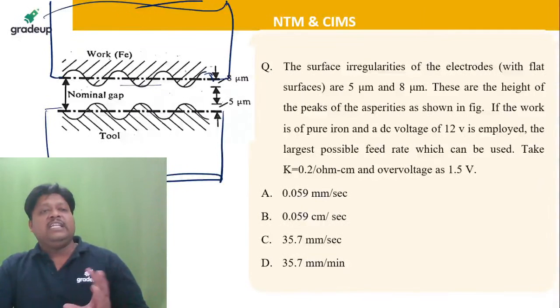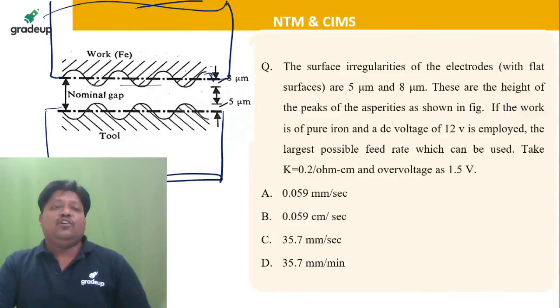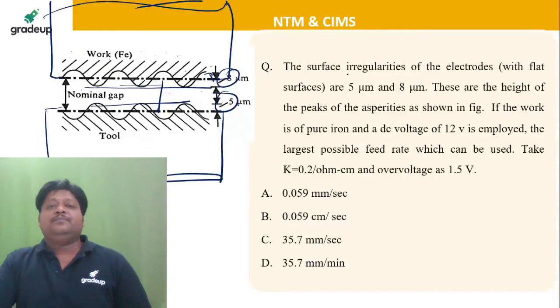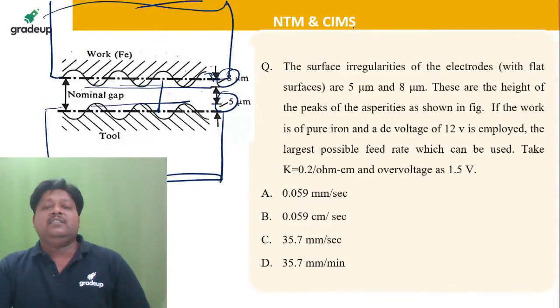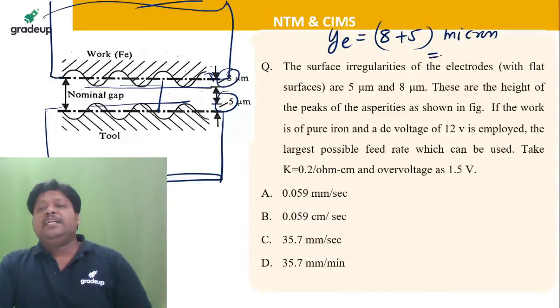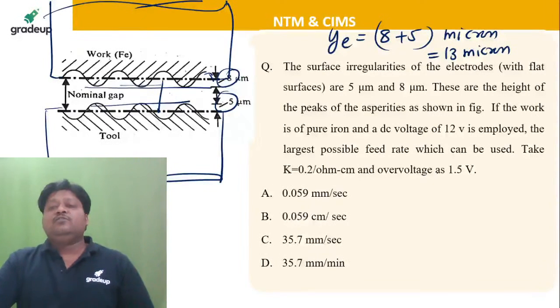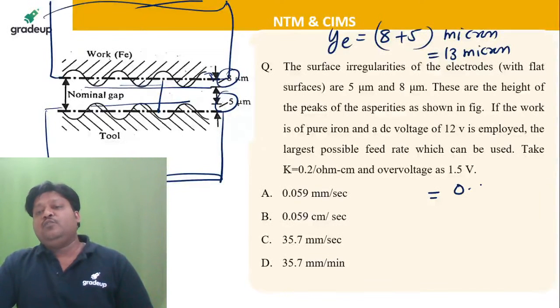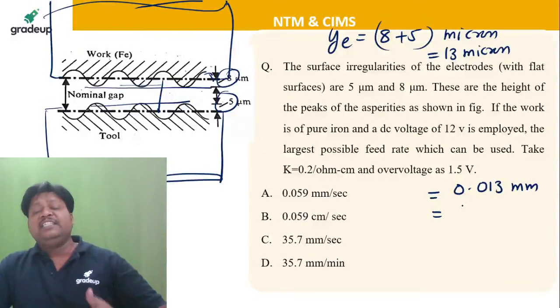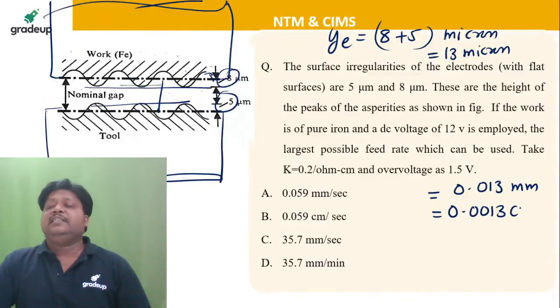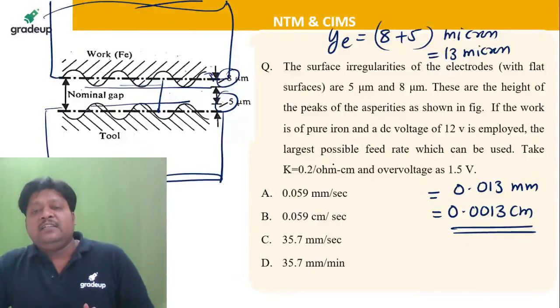So the equilibrium gap, or nominal gap, is the summation of this 8 plus 5. That will be our equilibrium gap between the tool and the workpiece. Whenever the irregularity is given like this, you first need to calculate the equilibrium gap, which is the summation of the two irregularities, 8 plus 5 microns. How much is it? 8 plus 5 is 13 microns. So 13 micron means 0.013 millimeter, and if I want it in centimeter, taking CGS, it will be 0.0013 centimeter.